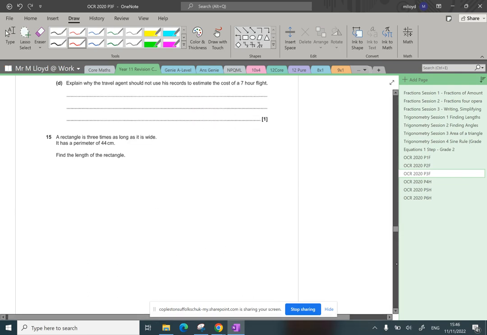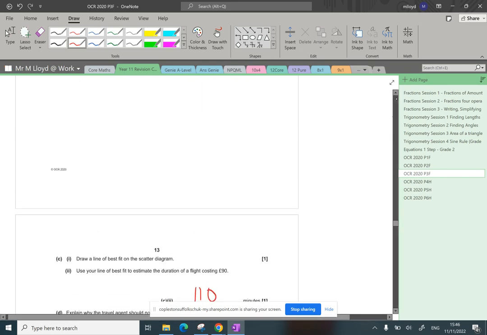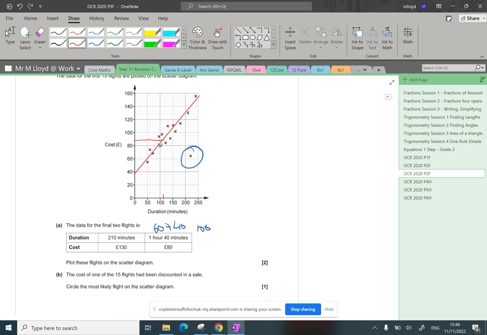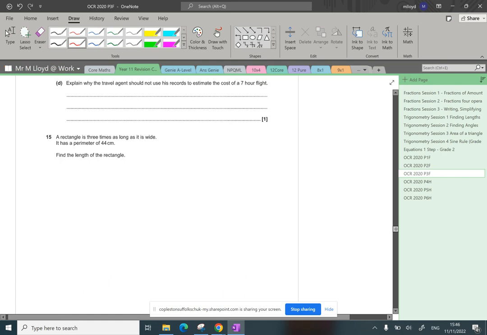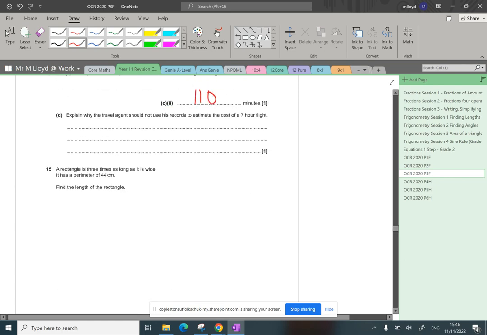And then next bit, explain why the travel agent should not use his records to estimate the cost of a 7-hour flight. Well, 7 times 60 is 420. That's 420 minutes on the duration. And that's outside of our data points. It's outside of our data area, so it's outside of our data range. So we would, in theory, be extrapolating, which we're not going to be doing because that could give us any sort of random answer.